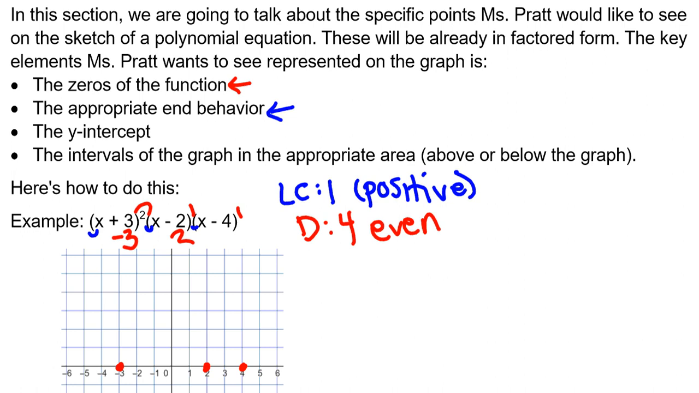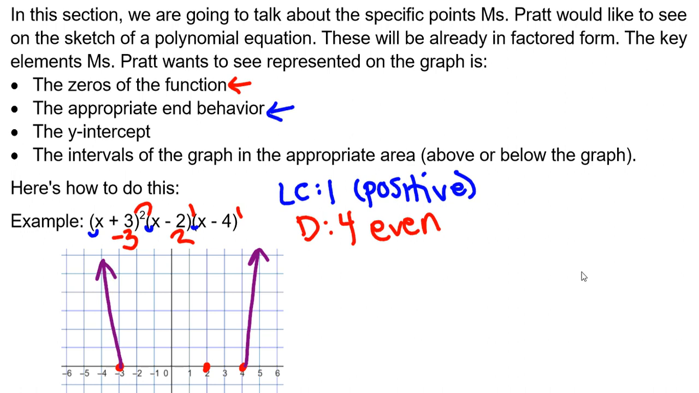So here's what we know about what's happening on the right-hand side of the graph. It's going to go up, and that's because it's positive. The leading coefficient tells us the right-hand side of the graph. The degree tells us what happens on the left-hand side. Remember that even means they're doing the same thing.